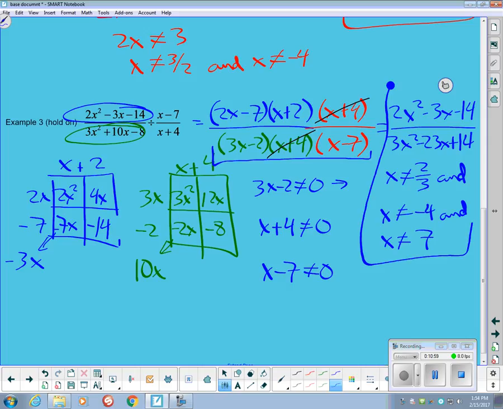So with those included at the end, there is my final answer, and I've got my domain restrictions, my x values that I'm not allowed to use in there. And that should take care of it for that video.